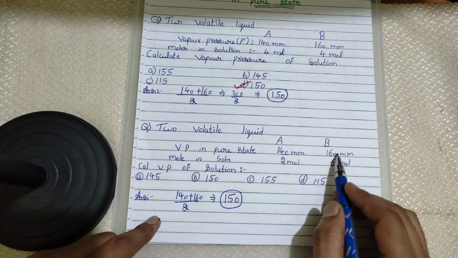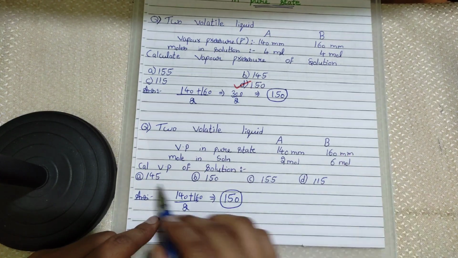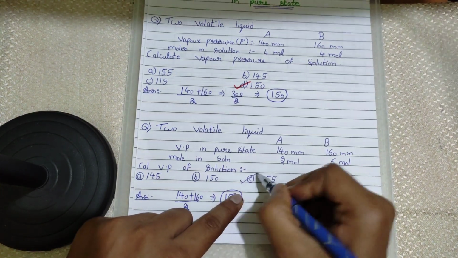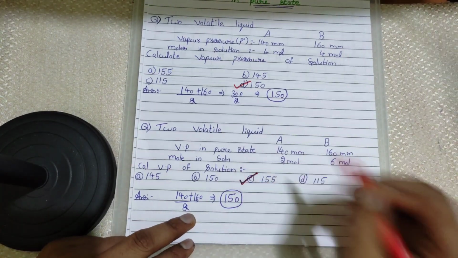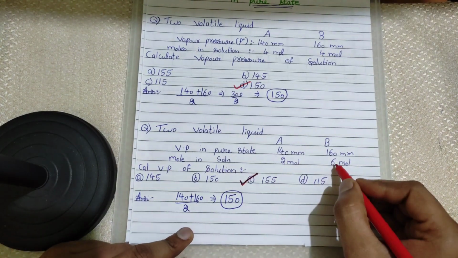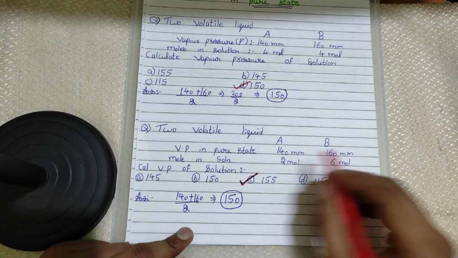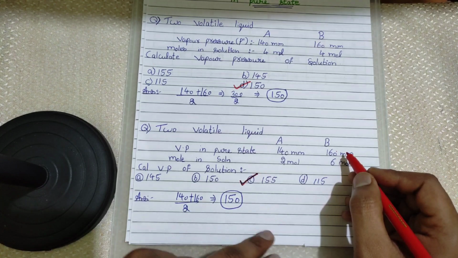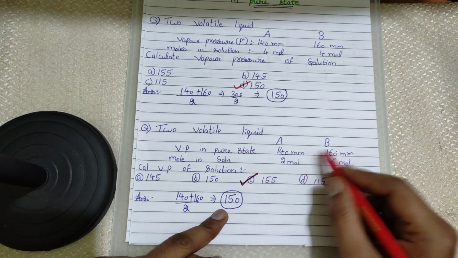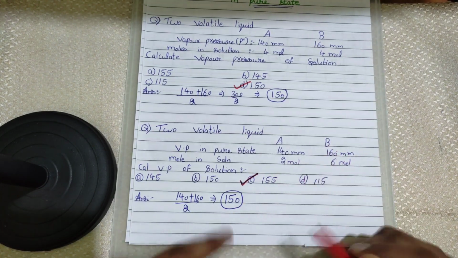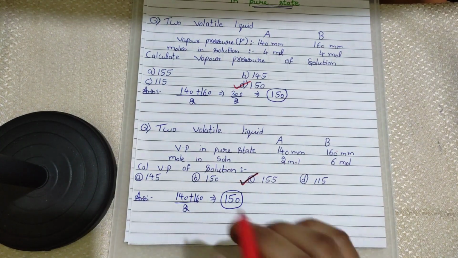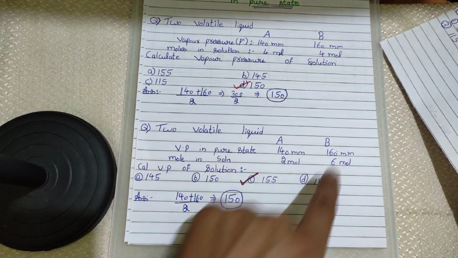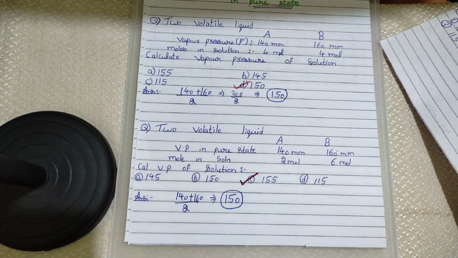Look at the options. 160 and 150, between which option does it lie? 145? No. 150? No. 155, right? So 155 is your answer. Very simple trick. Whichever quantity is dominant, compare its vapor pressure with your average. The answer will be lying between those two quantities. That's all. Got my point? Very simple. No need to get tensed. Whichever has the dominant value, the answer will be lying between those two quantities.